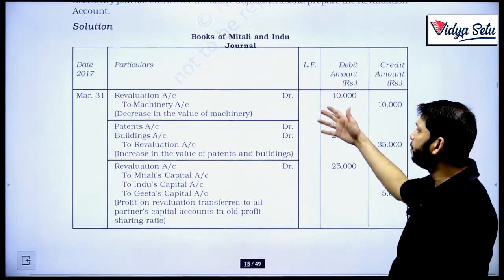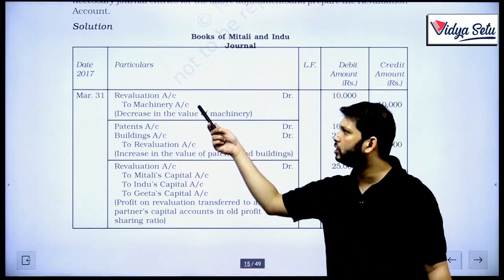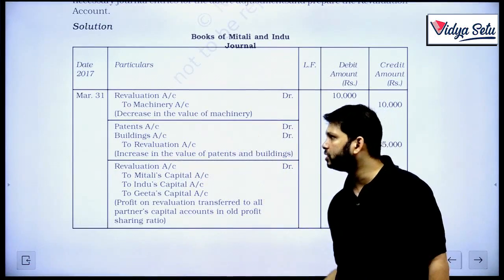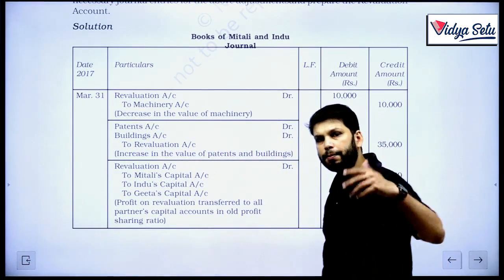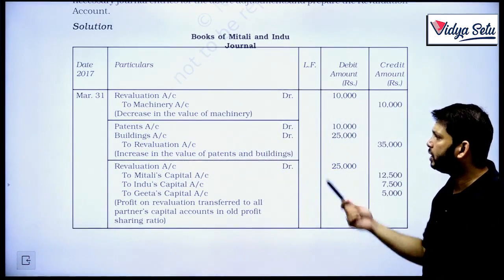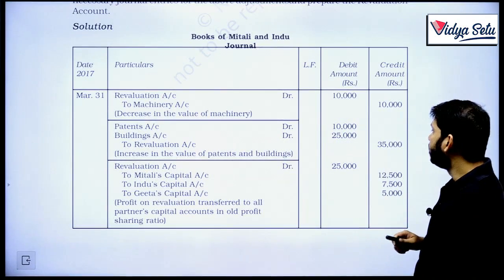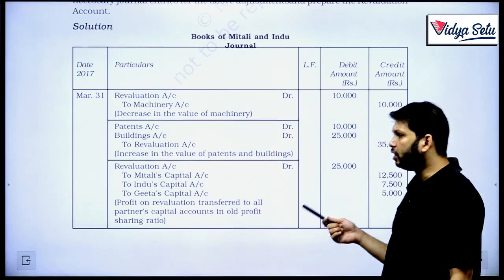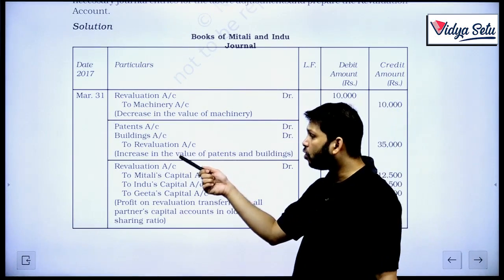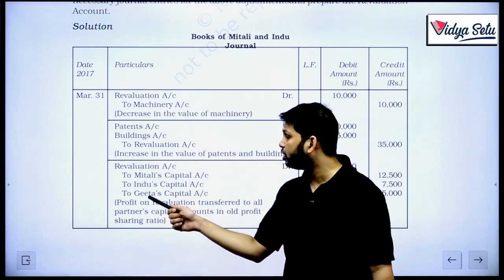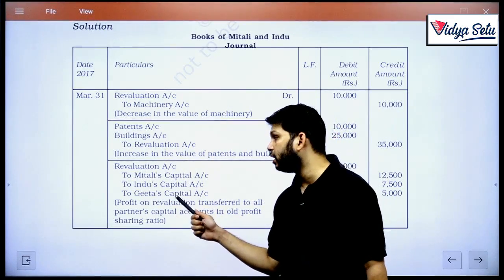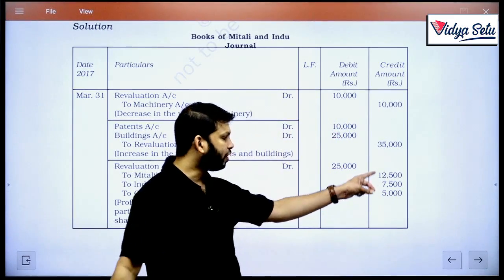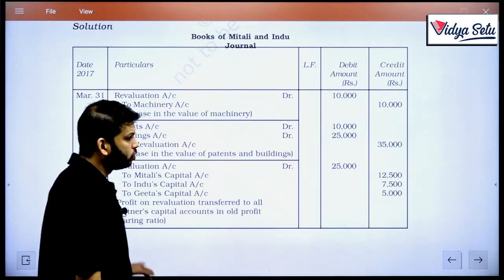Let's look. First of all, machinery 10,000 devaluation is going on. So revaluation debit to machinery. Patents and building, there is the profit. So the assets are debiting and revaluation account is getting credited. And finally, the revaluation profit of 25,000 is being distributed amongst all the partners, okay, including the retiring partner in their old ratio 5:3:2, okay.